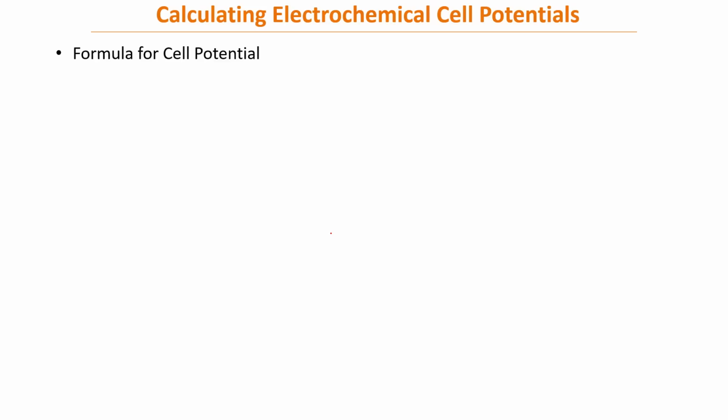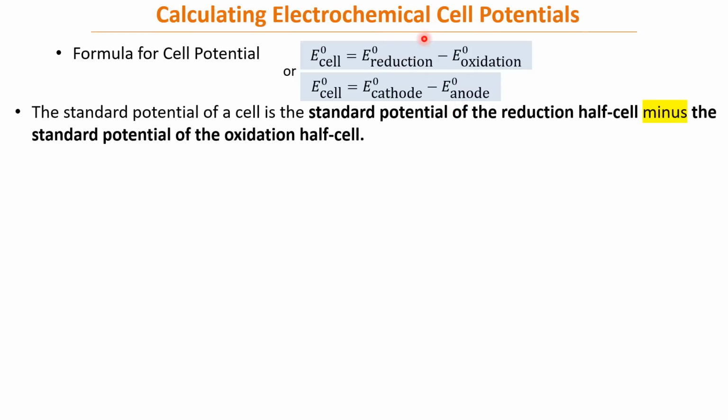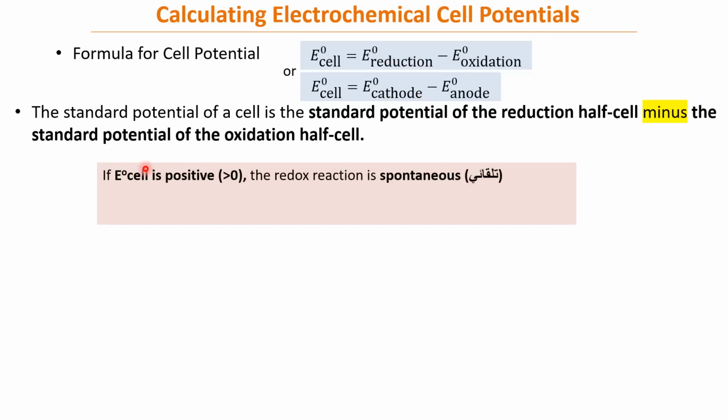Now, what about the formula of the cell potential? So to calculate the cell potential, here's what we need to do. We need to find the E naught reduction minus E naught oxidation, or E naught of the cathode minus E naught of the anode. Okay, these are values that they will give to you in the exam, and then you will use them. So very important for you to understand, if E naught of the cell is positive, meaning the E cell here is bigger than 0, the reaction is spontaneous. If E naught cell is negative, it means the reaction is non-spontaneous. So you need to remember that.